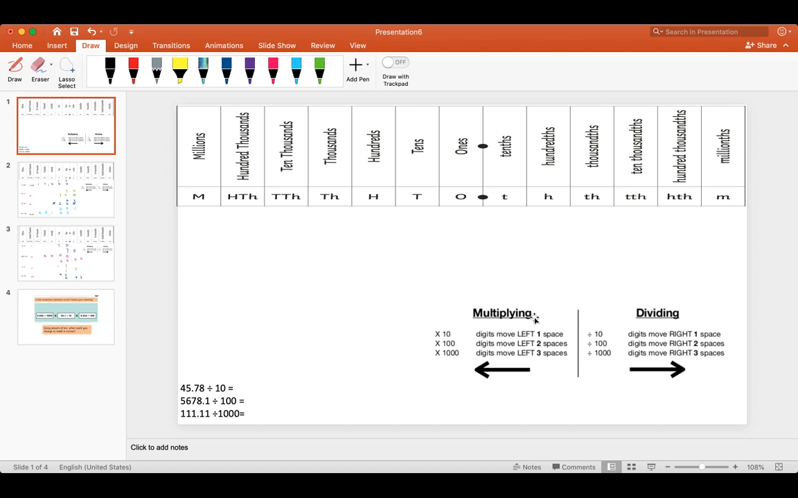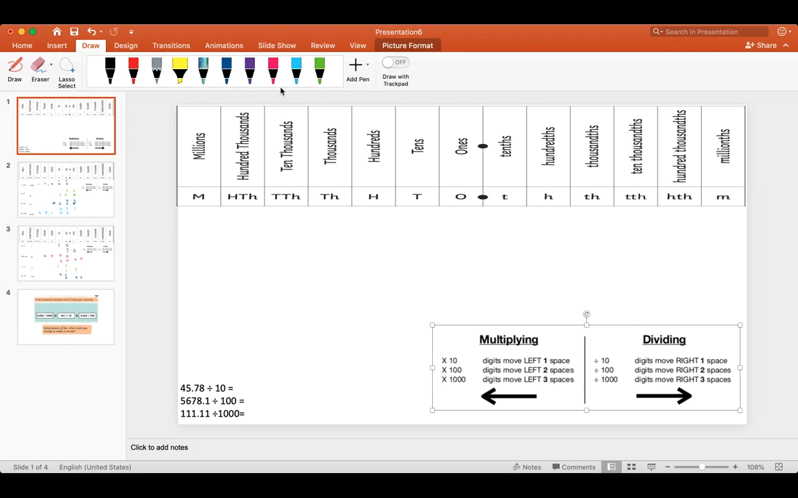In this tutorial, I'm going to show you how we divide using decimals and powers of 10. So let's have a look at our first question. We've got 45.78. So I'm going to put my decimal in first and then arrange the numbers around the decimal. So I've got 4 tens and 5 ones and 7 tenths and 8 hundredths.